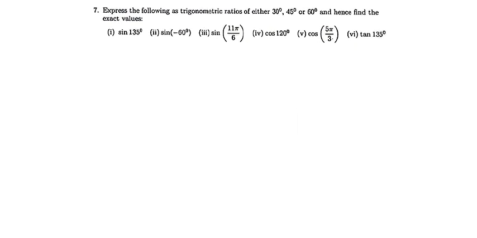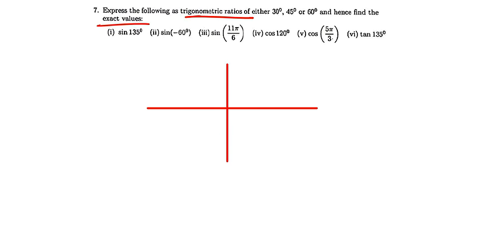Question 7 is quite straightforward. Here we are supposed to first of all find, of course, the reference angles in the first quadrant and then find the actual trigonometric ratios, so that we find the exact values. Sine 135. Where is sine 135? So 135 should be between 90 and 180. So you can draw a line somewhere there and then call that 135.